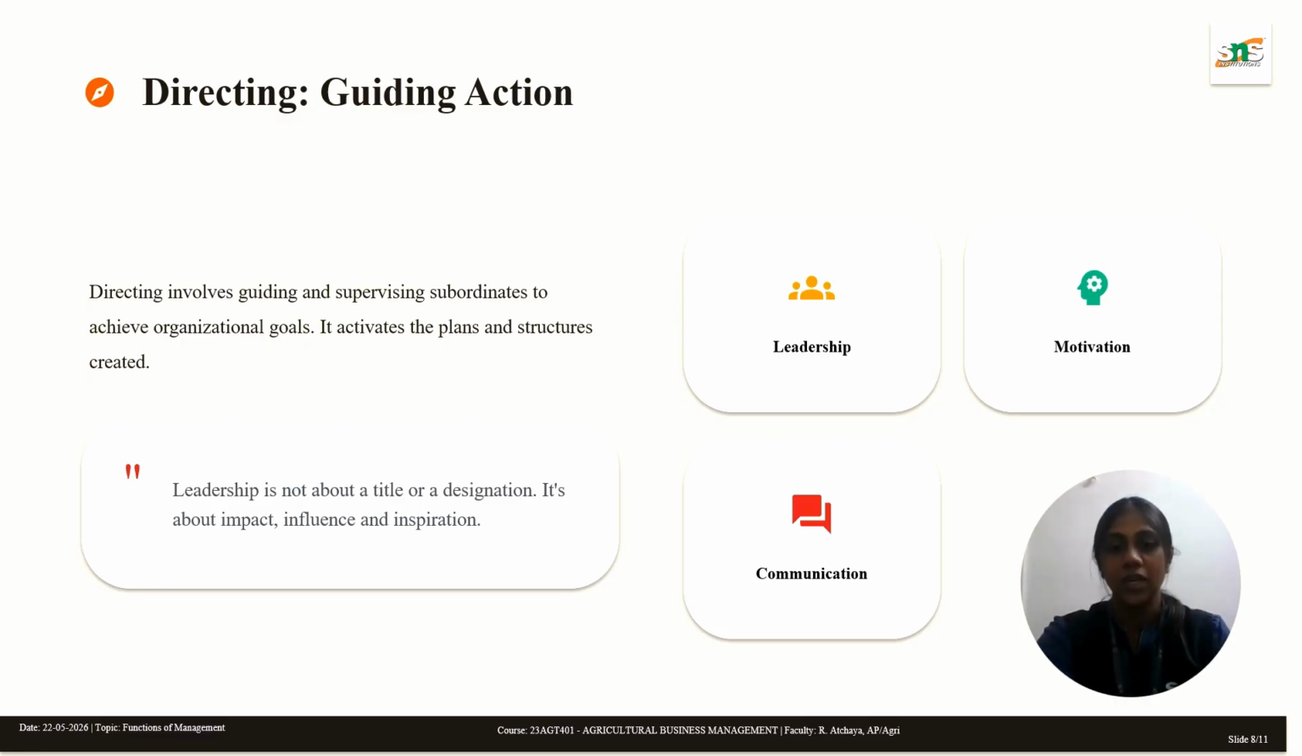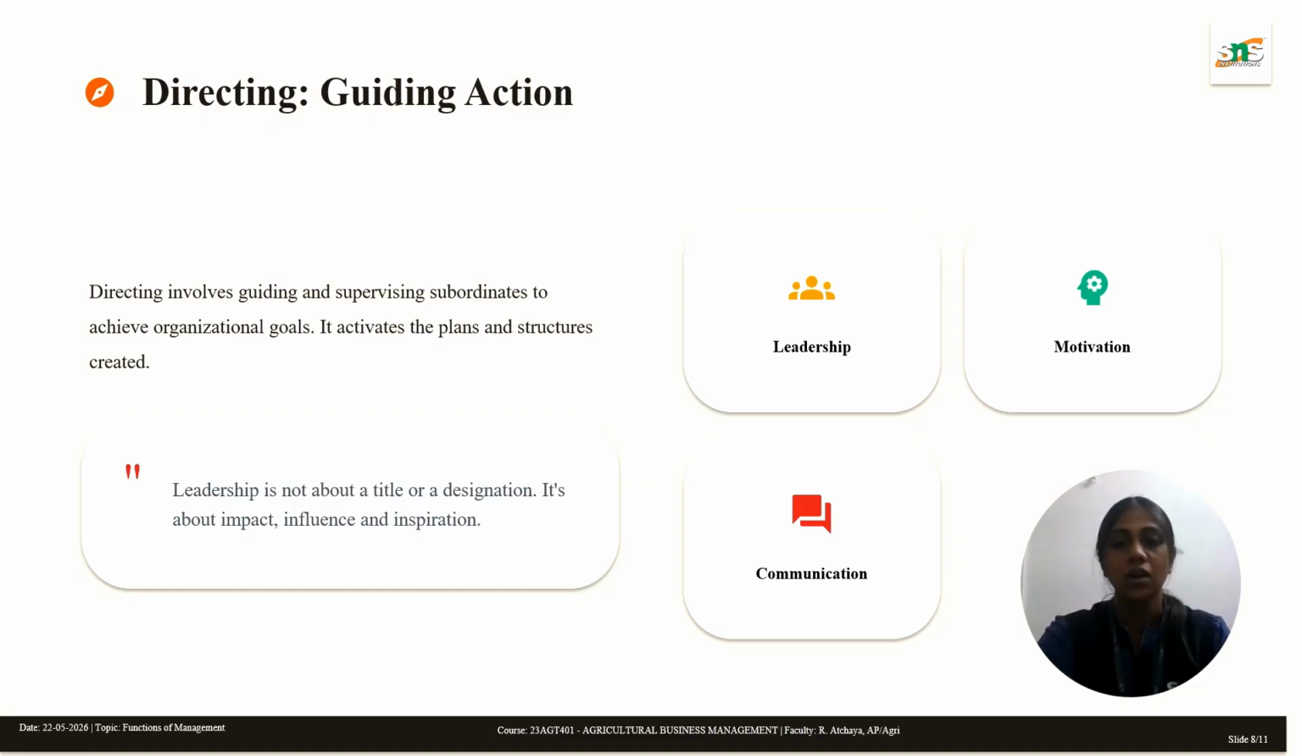Then the directing, which means leading people towards goals. Directing involves guiding, motivating, and supervising employees to achieve the organizational objectives. The major components of directing are leadership, which means influencing the people towards common goals, motivation, which means encouraging the employees to perform better, and also communication, which ensures smooth flow of information. Then supervision, monitoring the day-to-day activities.